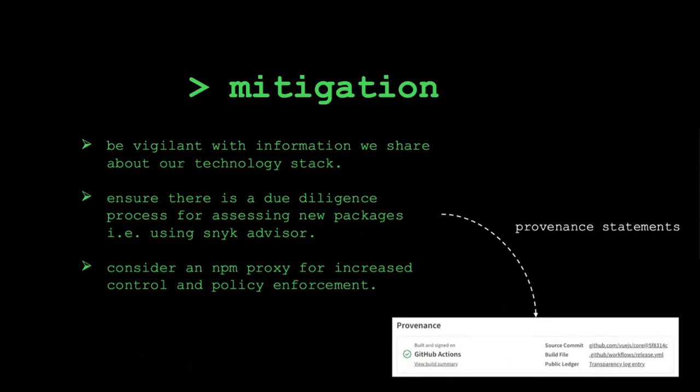So mitigation is just, be vigilant about the information we share about our tech stack. It's good to shout about what we do, but you also need to use threat modeling, especially in cases like this: what parts of the architecture are we actually exposing to potential hackers? Ensure there's a due diligence process for assessing a package as well. Use Snyk Advisor to figure out, should we be using this package? What sort of attack surface does this open us up to by including this package? Do we need one? A lot of the time, these are micro packages that perform very small bits of functionality. We could actually write that ourselves to prevent this problem from happening.